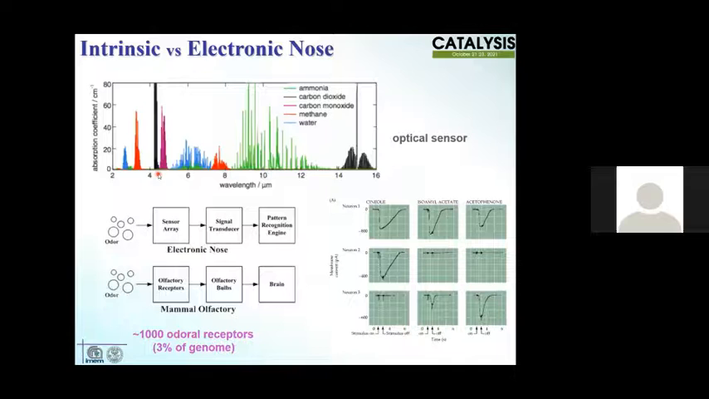Some are selective for methane in this case, some for carbon monoxide, some are not selective, because in this part of the spectrum you can see both water and ammonia, but basically it works as an array. Indeed, what the first electronic noses did was copying this idea, or the idea of the mammalian nose, that is also in that case an array of different sensors.